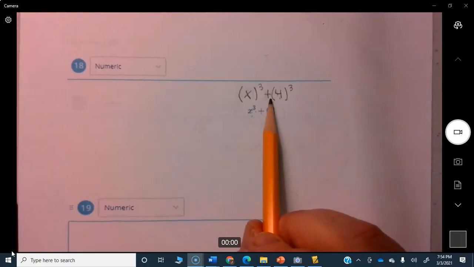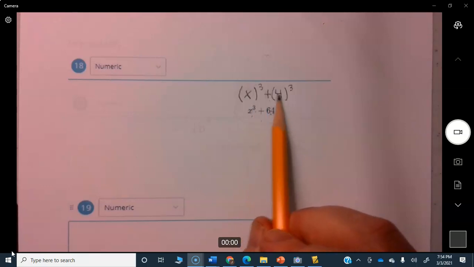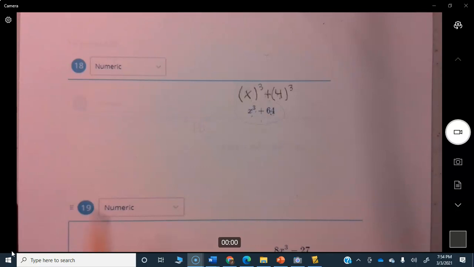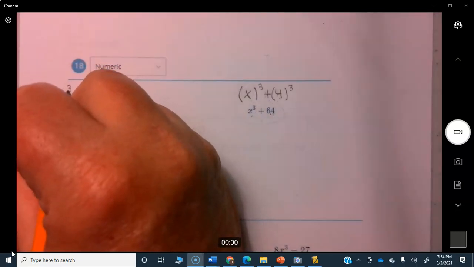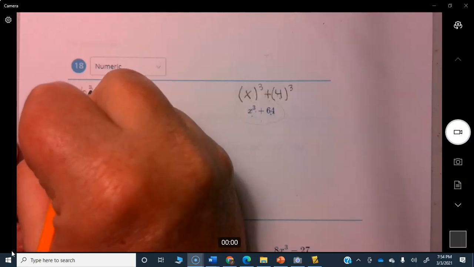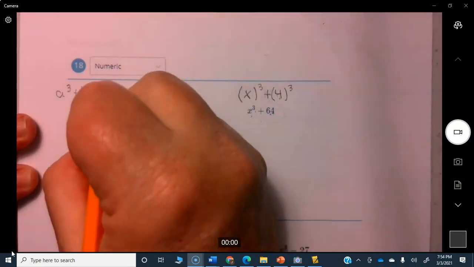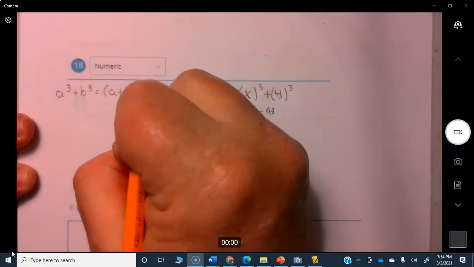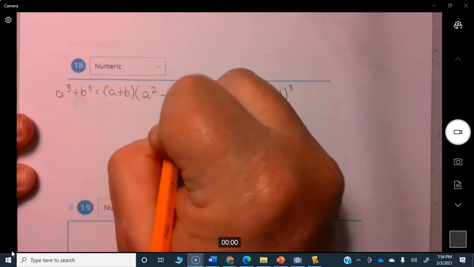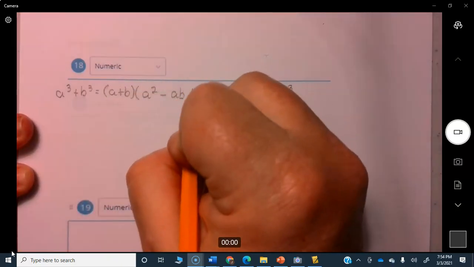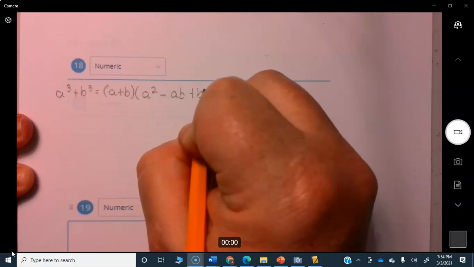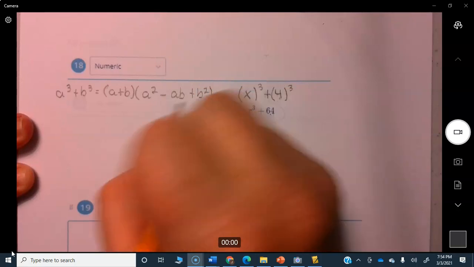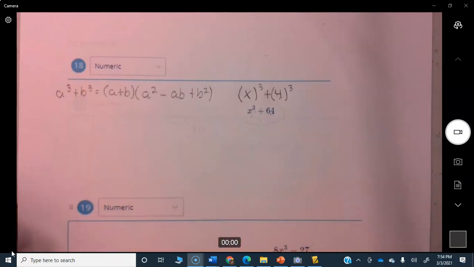When you have this, it's called the sum of cubes, okay? You're adding two perfect cubes together. And the way that works is this: a to the third plus b to the third equals a plus b times a squared minus ab plus b squared. Okay, again, you're not expected to have known that or to figure that out. That's part of the instruction. This is an instruction video as well as an answers video.